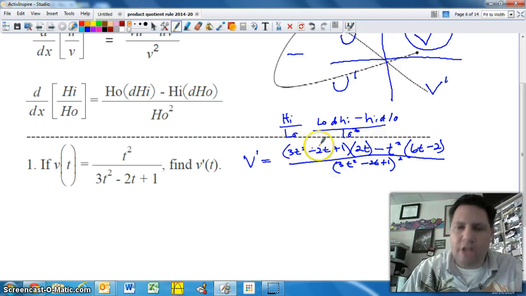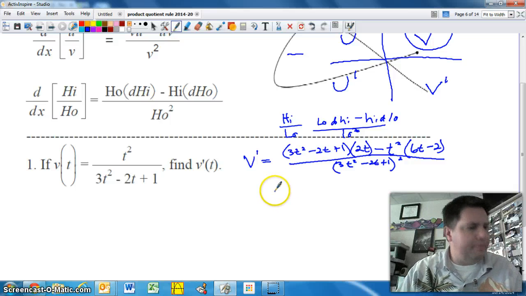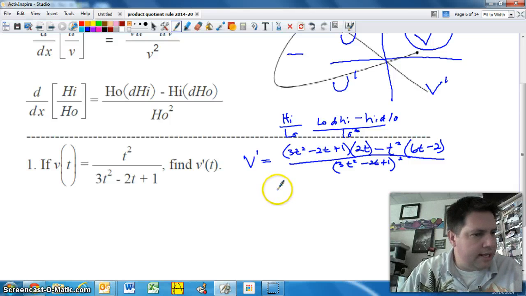Now, the top, yes, you need to multiply that out, combine like terms. The bottom, do not multiply it out. It's never going to help you. Leave it factored on bottom. But the top we can simplify. So on the top, if we simplify that, I'm going to tell you what you get.